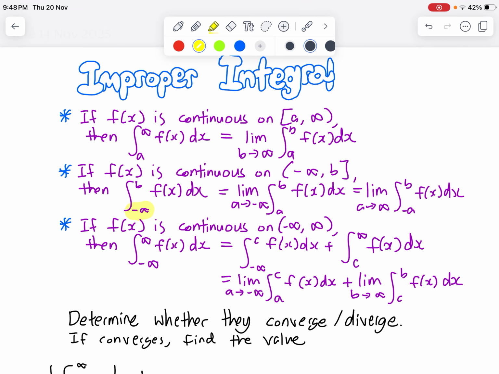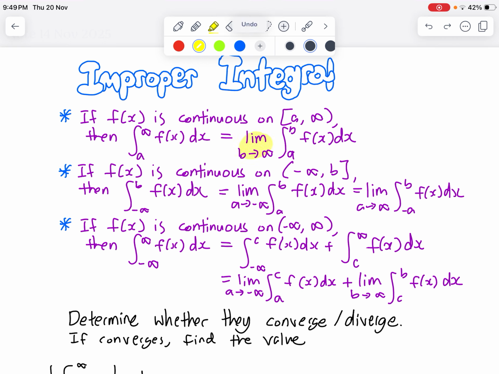It works the other way around too. If you have negative infinity on the other side, you do the same thing, plugging in a value in the same place. So that's kind of the idea. When you see improper integrals, what you want to think of is take the limit.